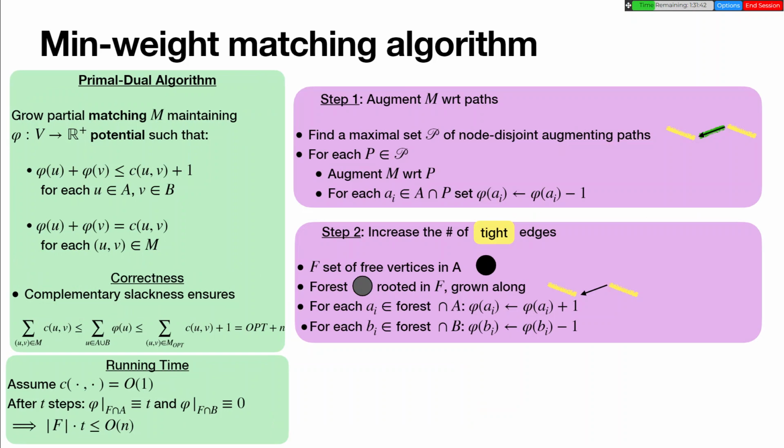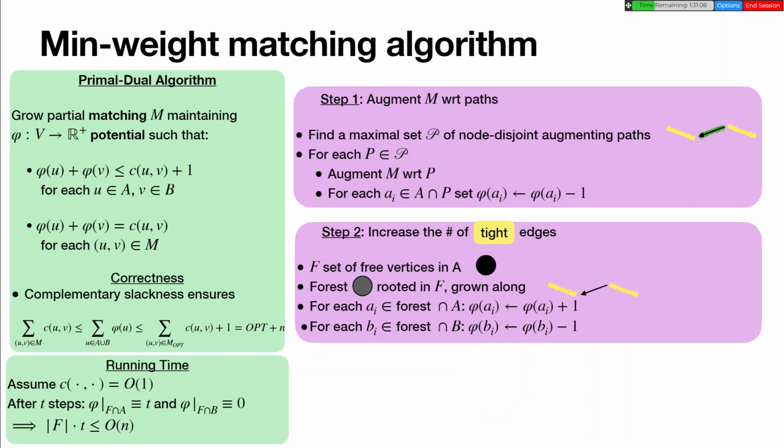And the running time is not too hard to analyze, because here we assume that the cost function is a bounded integer. All these assumptions are kind of easy to work out. Up to rescaling things and rounding things, you can assume that this holds. And after t steps, we have the free vertices on the left hand side. All of them have potential t because they're always in this forest. Whereas the free vertices on the right hand side have potential 0 because they are untouched.